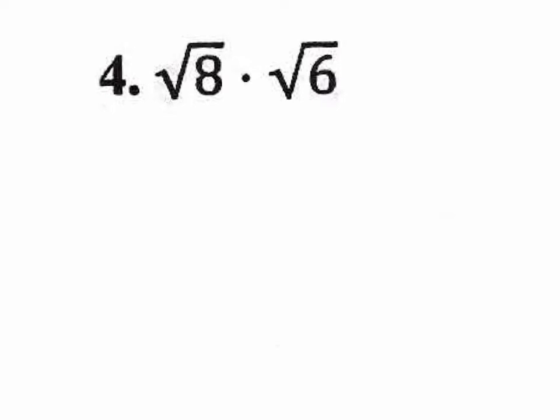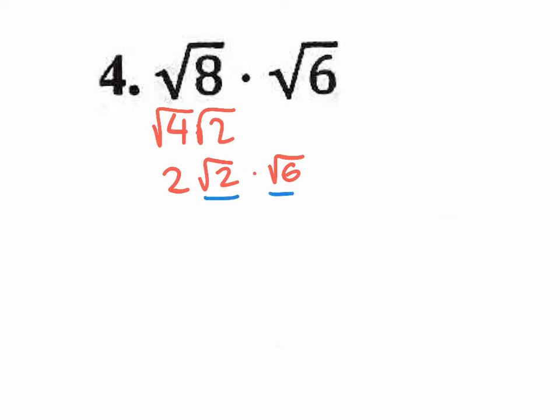Like the square root of 8 is not a perfect square number. You could rewrite it as what? 4 times 2. And then you could split the root. And you'll have 2 square root of 2. But then you have times the square root of 6 that you couldn't break down, right? So then you could actually multiply the radicals, square root of 2 times square root of 6. And what do we get? So you have 2 square root of 12, right?